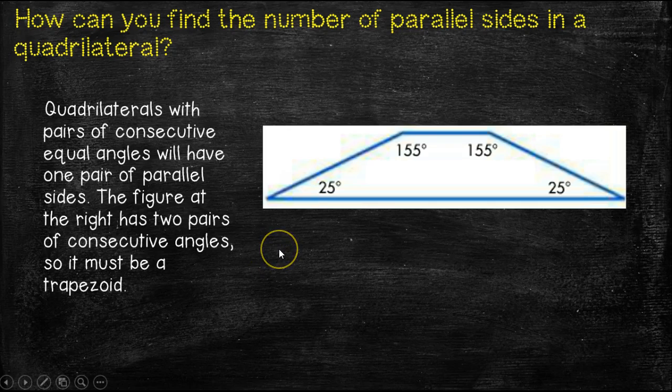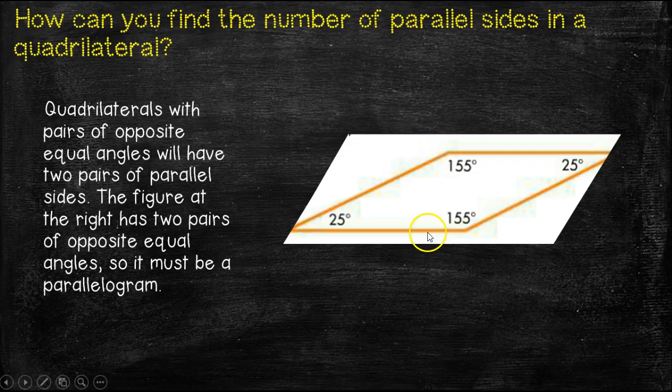So how can you find the number of parallel sides in a quadrilateral? Well, quadrilaterals with pairs of consecutive equal angles will have one pair of parallel sides. This figure here to the right has 2 pairs of consecutive angles. One pair is 155 degrees and the other pair is 25 degrees. So it must be a trapezoid.